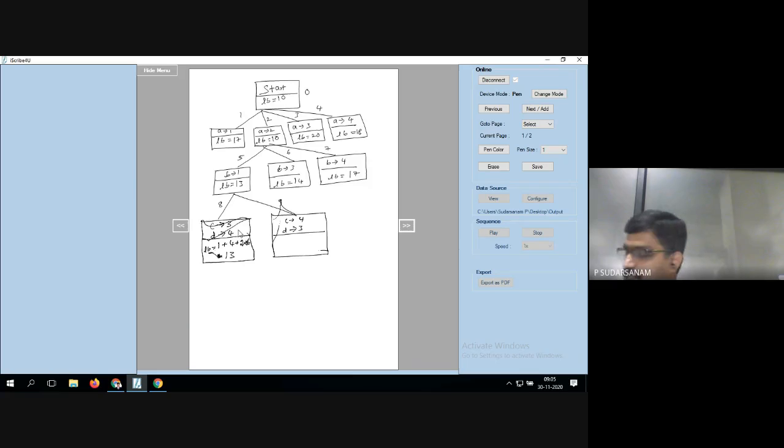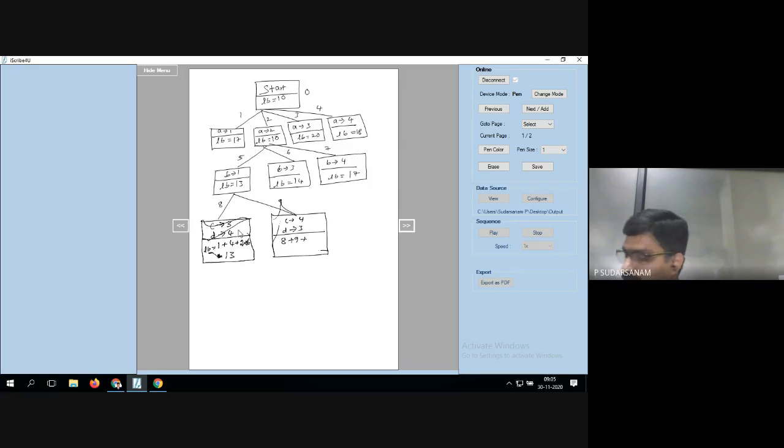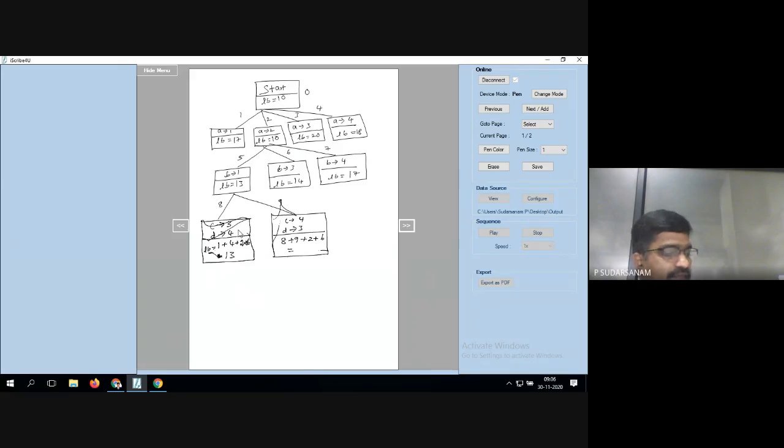Right. Here also tell me the same way. C is equal to 4 means? 8 plus 9. 8 plus 9. Now plus A is equal to 2, plus 6. A is equal to 2 means 2 plus B is equal to 1. B is equal to 1 means 6. Tell me how much? 25. 25, right.